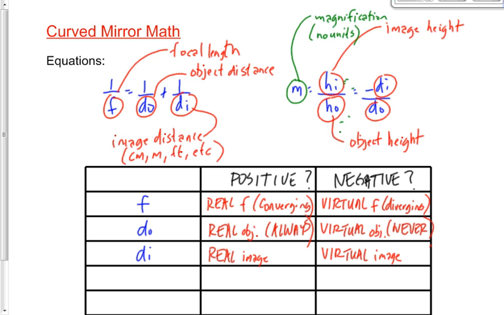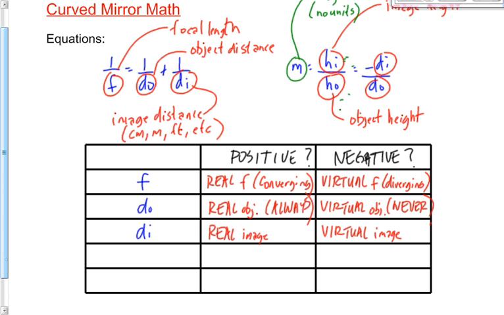Let's identify two more variables now. Let's identify HO and HI. They can also both be positive and negative, except that it's not because of whether it's real or virtual. HO and HI, positive, negative, is based on whether it's right side up or upside down. So HO is going to be positive if it's an upright object. And it's going to be negative if it's an inverted object.